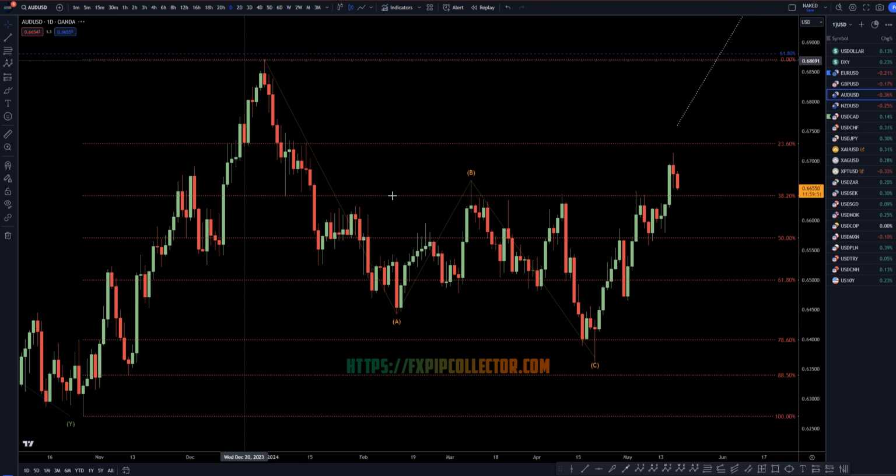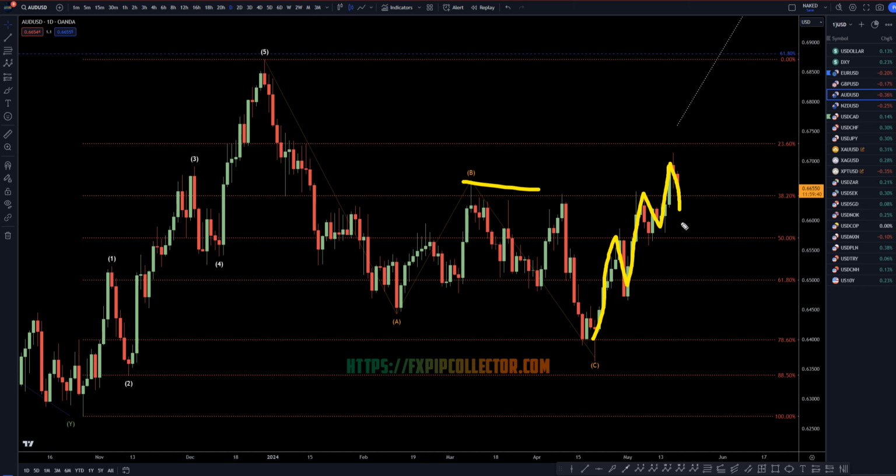So heading down to the daily time frame. On the daily time frame, the Aussie dollar definitely does have 1, 2, 3, 4, 5 shape waves up. Definitely did take out the high of wave B. This possibly could even turn into a bigger push down, possibly even like a wave 2 and a wave 1, and then go back up for a wave 3.